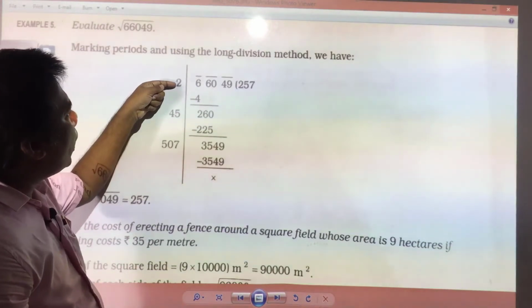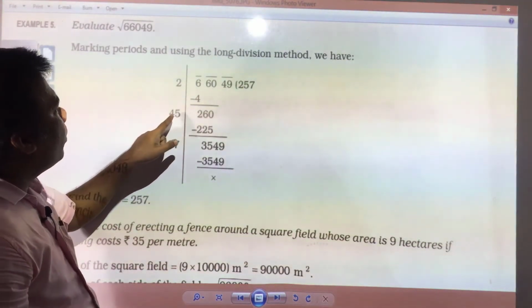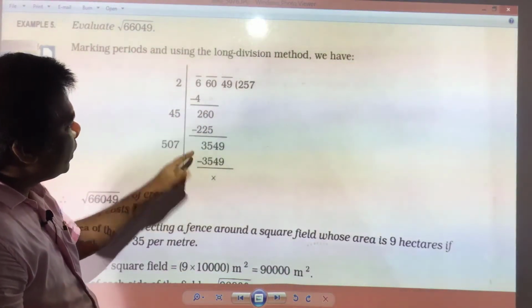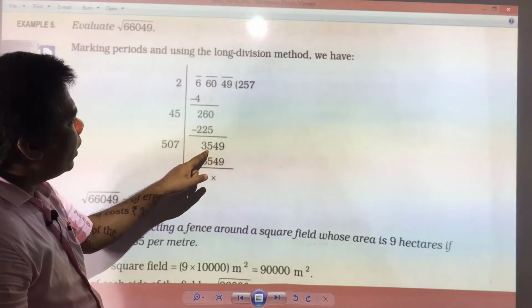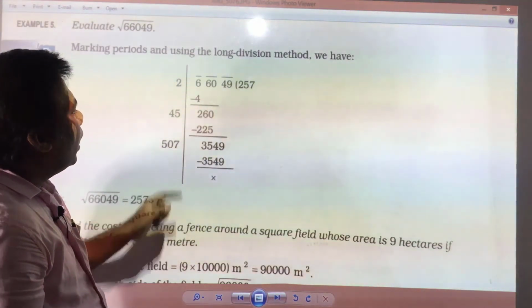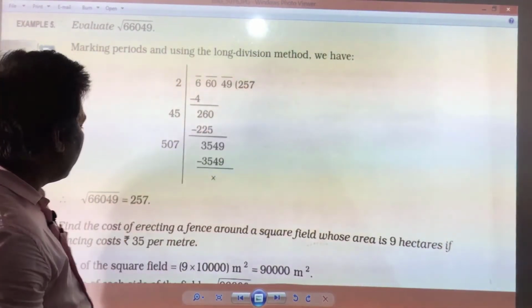Now this 2 and this 2 has been added, you have got 4, and if you are multiplying by 5 you will get 225. Then again it has been subtracted and you have got 35. Next, the period 49 has been taken down. So in this way you will find the answer 257.